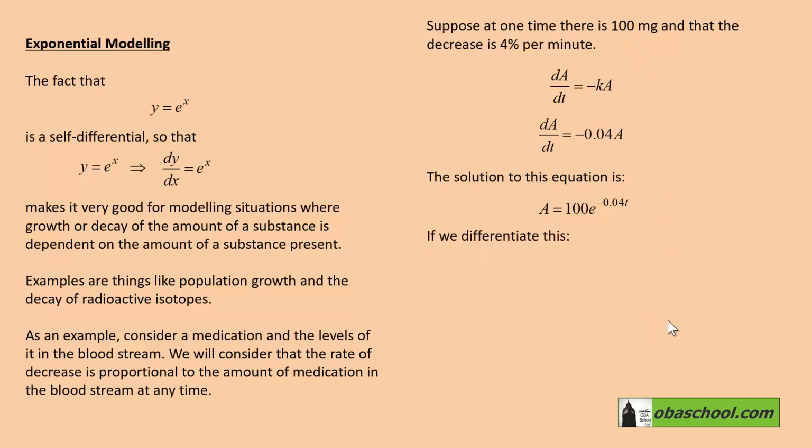If we differentiate this, then we get 100 e to the negative 0.04t times the negative 0.04. We've established this earlier on, and we said it was an application of the chain rule. So, we multiply these things, and we get that dA/dt equals negative 0.04A. And that's how we can tell that that's a solution, because when we actually do the differential, it gives us the equation.